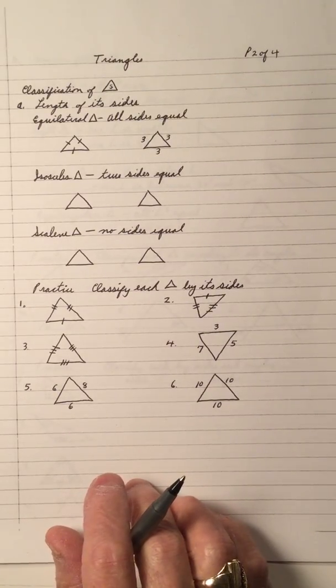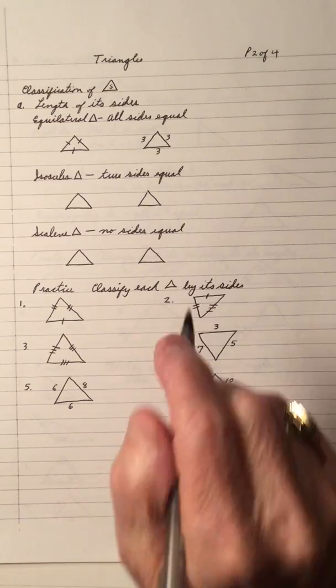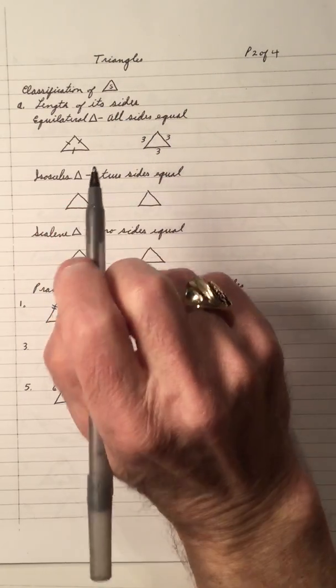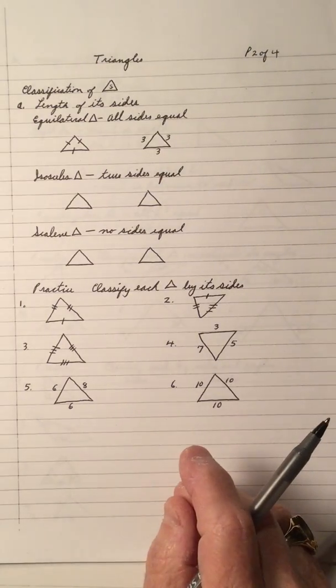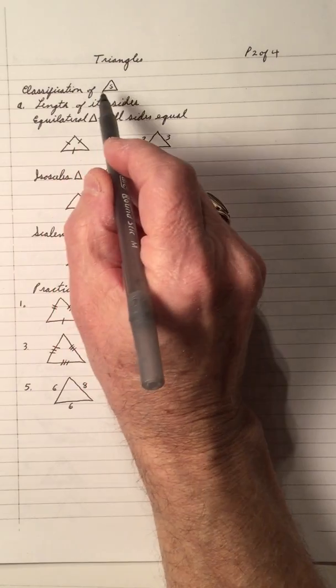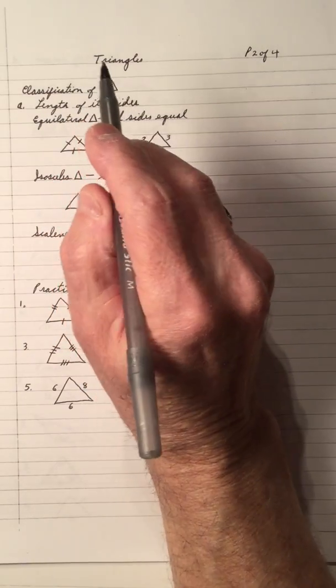Triangles can be classified in two ways. One is by the length of its sides, and the other way is by the size of its angles. In section A here, we're going to classify it by the length of its sides.